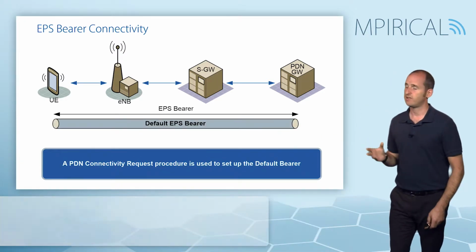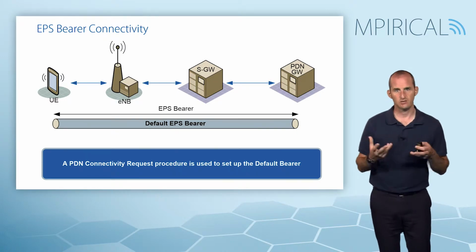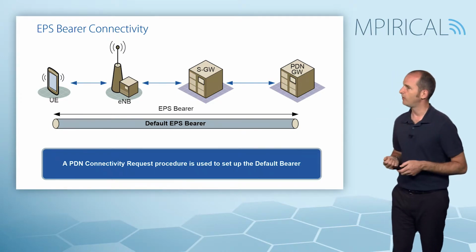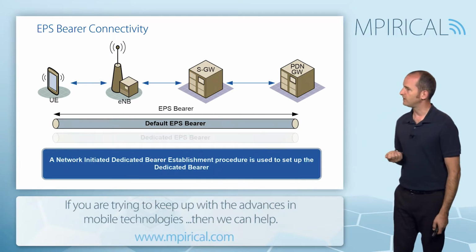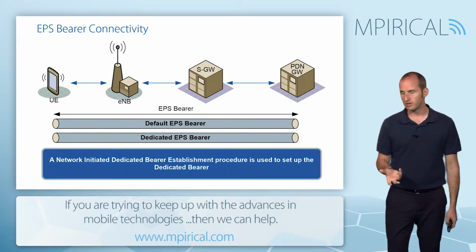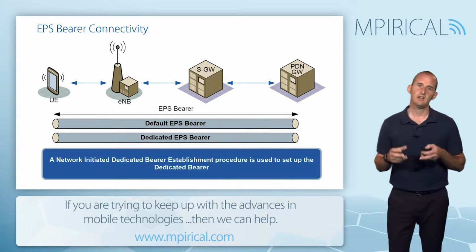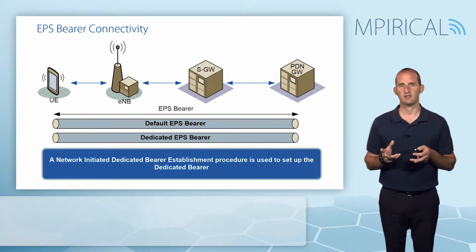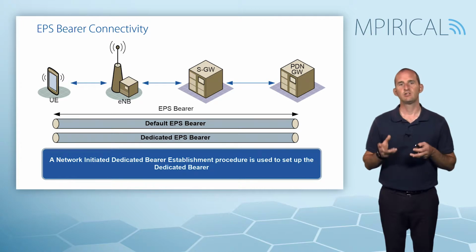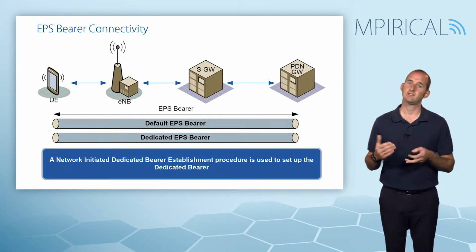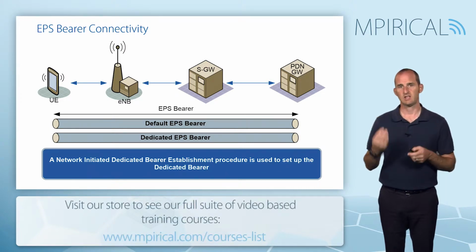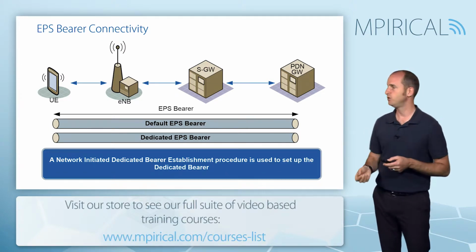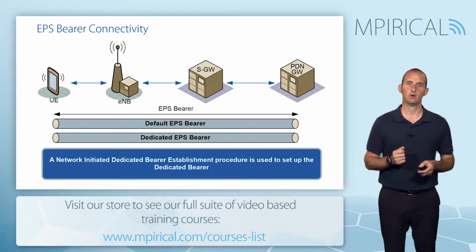The way in which they are set up, the specific procedure for your reference, to set up the default bearer is the PDN connectivity request procedure, and to set up the dedicated bearer is usually a network-initiated dedicated EPS bearer establishment process. Sometimes the phone can set the bearer up, but that is very rarely seen. The establishment of a dedicated bearer is usually triggered from the network.